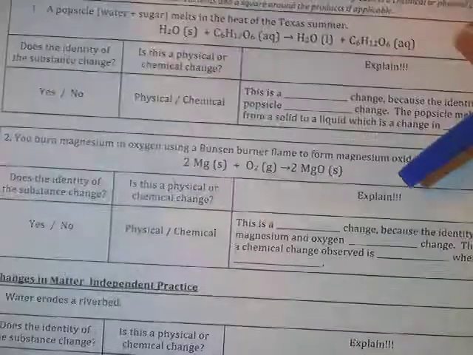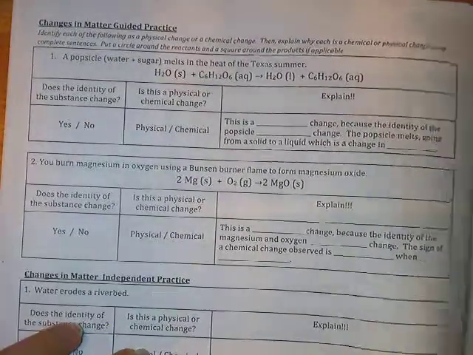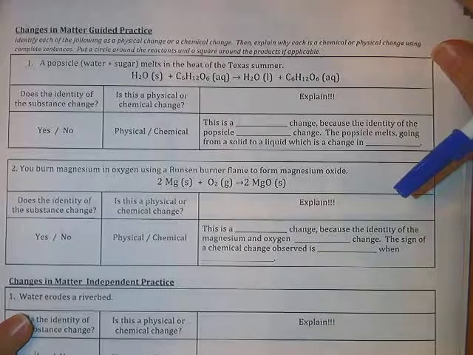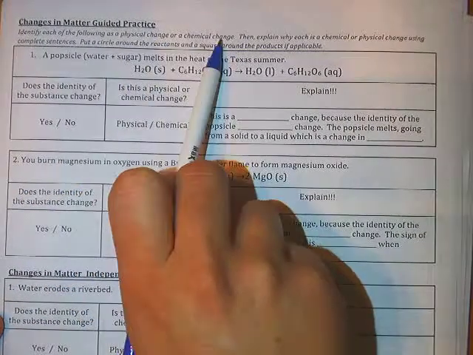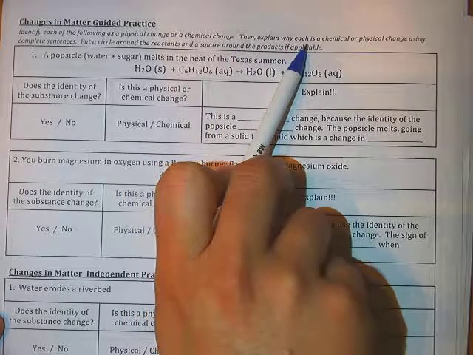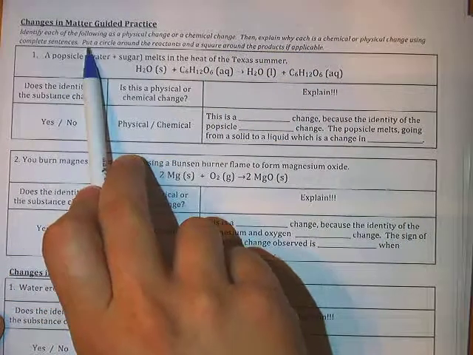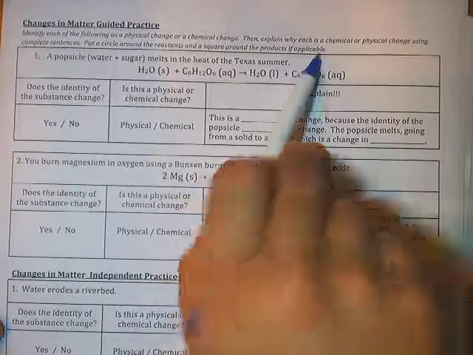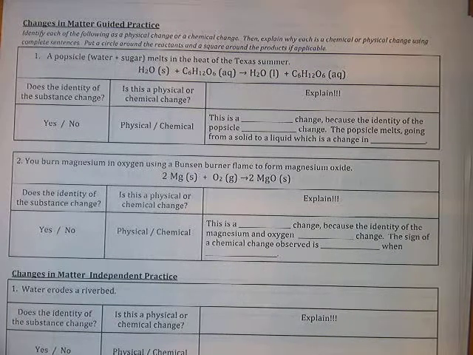We're going to do a little bit of guided practice. I'm going to walk you through a couple of problems here on these next couple pages. It says to identify each of the following as a physical change or a chemical change. Then explain why each is a chemical or physical change using complete sentences. Put a circle around the reactants and a square around the products if applicable, meaning if they give you a reaction, circle and square the reactants and products.